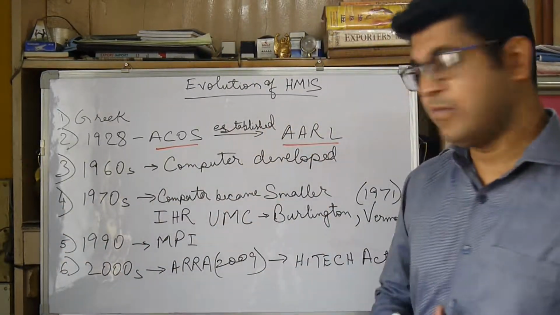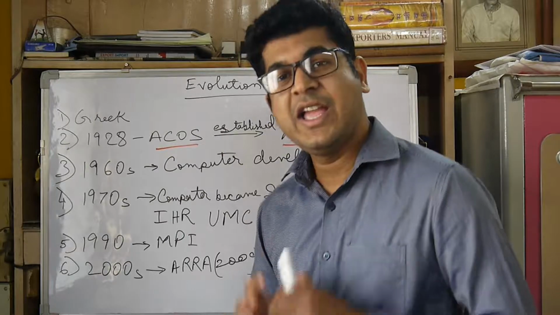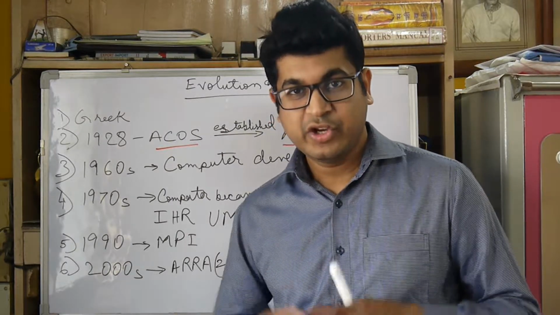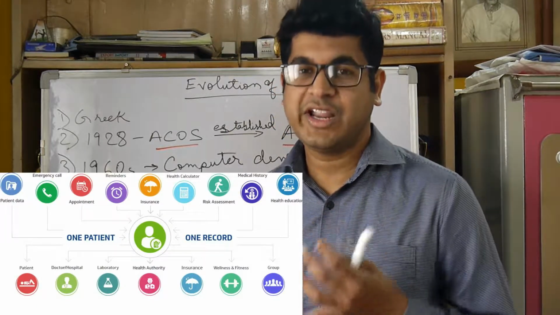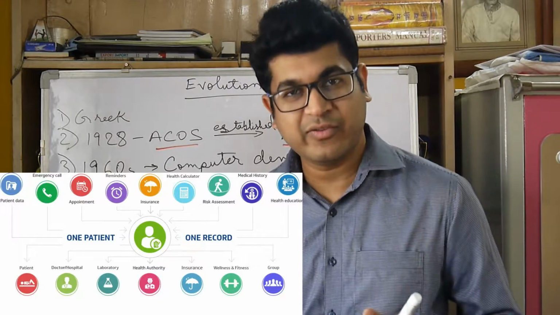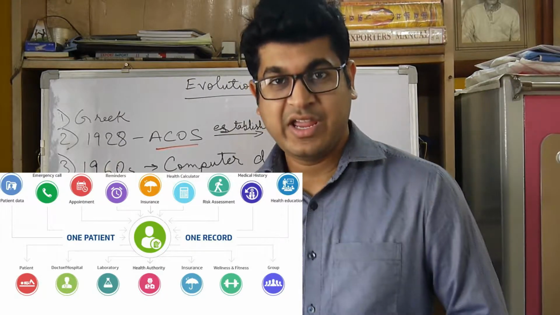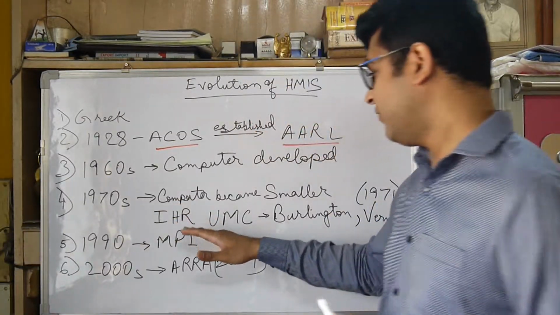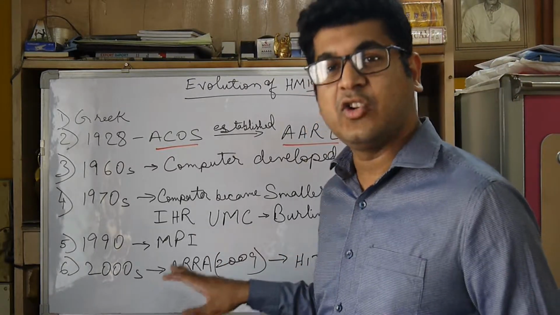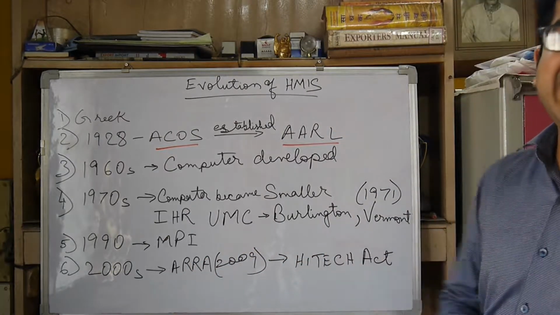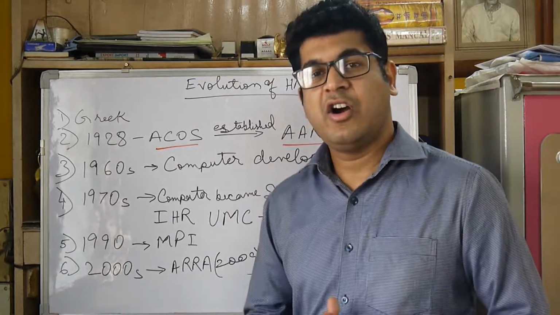When the computer became small, a system was developed called IHR, that is Integrated Health Record, that came into existence to integrate the patient's record throughout the different departments. Now a doctor can see the lab findings, the radiological findings, and even the patient can see his own record at his home also. IHR was started for the very first time at UMC, that is University Medical College of Burlington in Vermont, in 1971. Now everybody in the hospital can see the findings or the record of the patient.